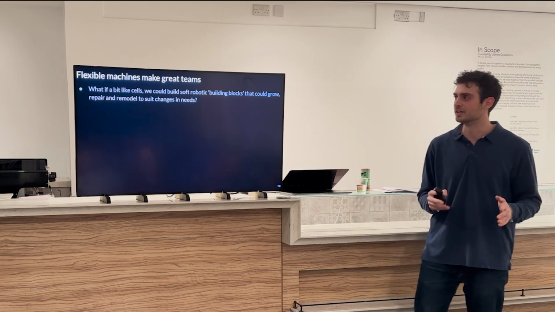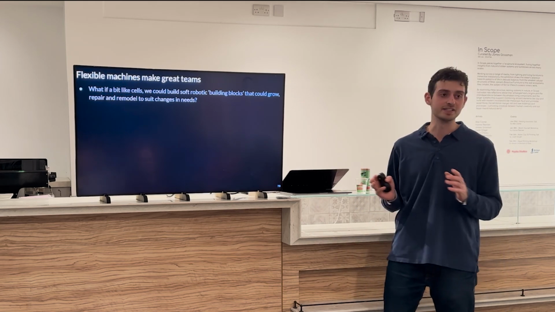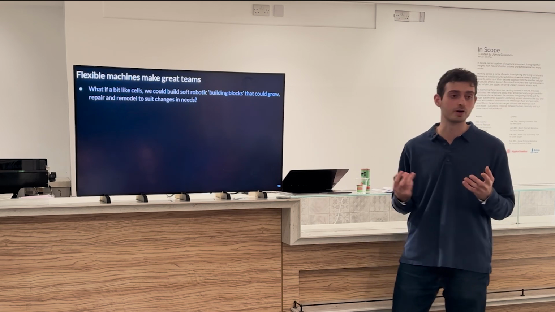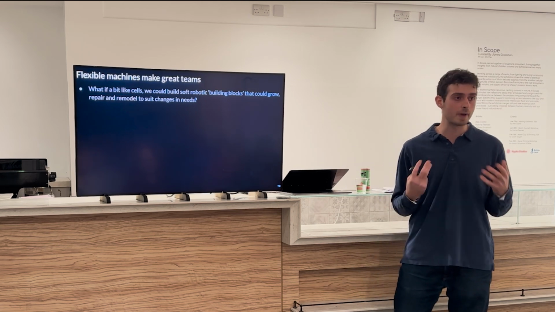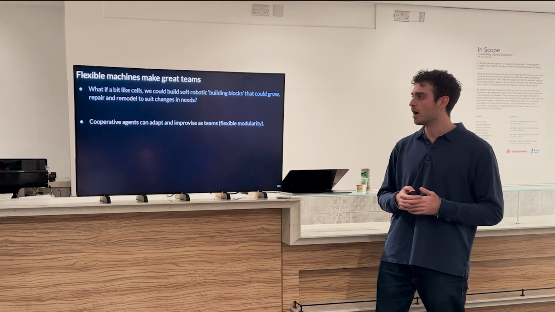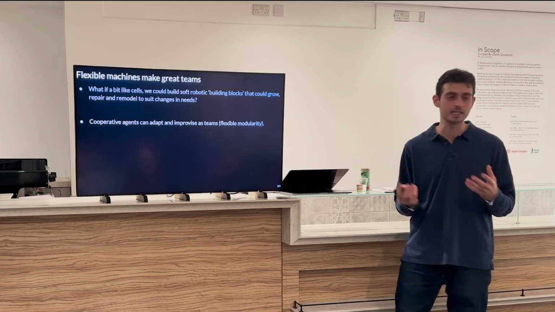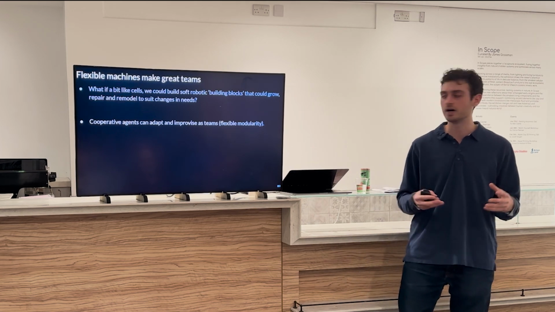So I ended with this idea that flexible machines make really great teams. So what if, a bit like cells, we could devise these soft robotic building blocks that could grow but also repair and remodel to suit the changing needs that we have for them. And then, if you think about it, we can also use these cooperative agents as part of teams that could adapt and improvise to solve different tasks.